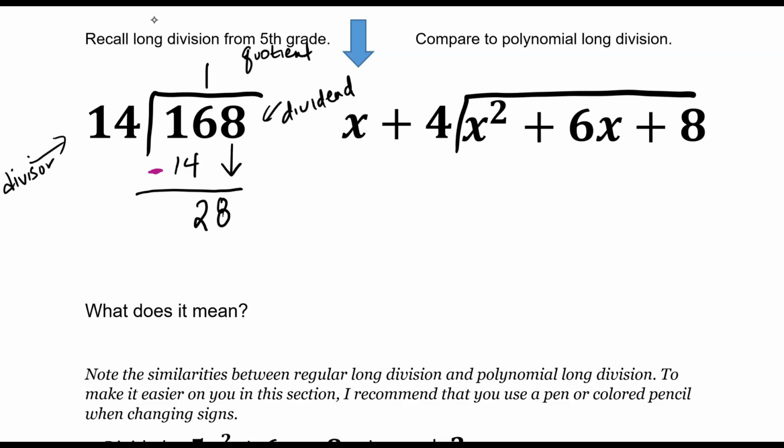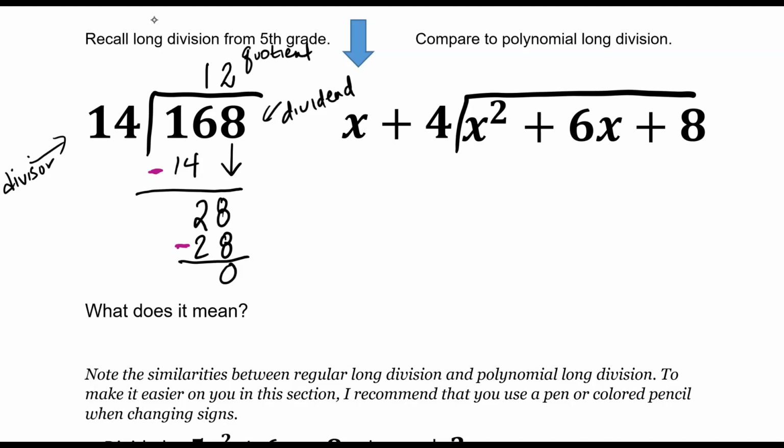We decide how many times 14 goes into 28. 2 times. So we put it up here above the 8. Then we multiply 2 times 14, right? And that's 28. Making sure we don't forget, we have to subtract and we get 0 as our remainder.